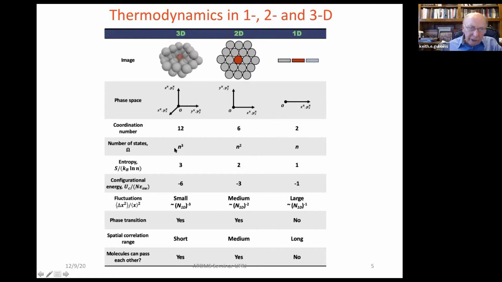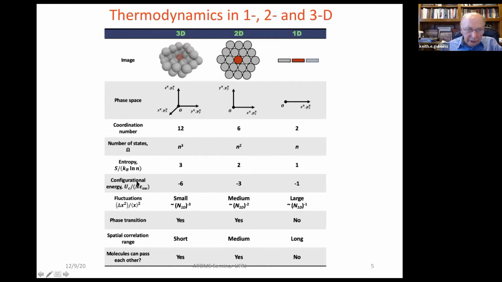So very roughly, for a constant energy system, these numbers are in this ratio. And so if we now get the entropy, we use Boltzmann's formula, S is k times the log of the number of possible states, then we see immediately that the entropy is going to be greatly reduced when you go down to 2 dimensions, and even more when you go down to 1 dimension. And similarly, the configurational energy, because the coordination number is going down, and so in this crystal it's 12, but in this one it's only 6, and in this one it's only 2.